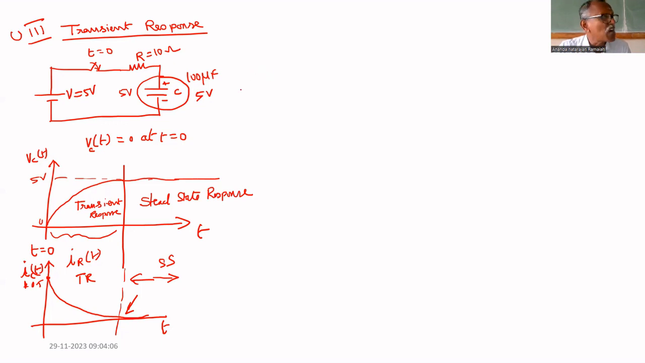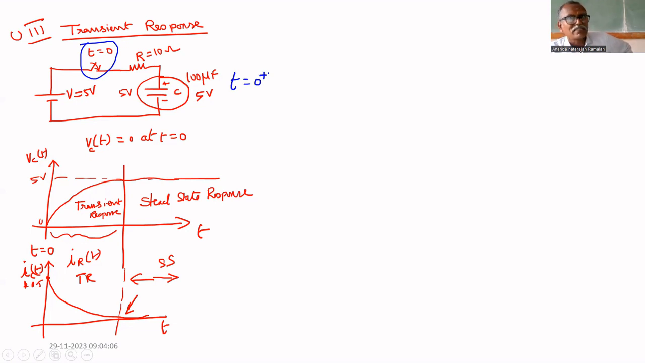Initially, the capacitor is short circuited because no charge in the capacitor. That's why as soon as the switch is closed, the capacitor acts like short circuit. That's why only resistor will be there initially at t equal to 0 plus, just after closing the switch. 0 plus means just after 0.